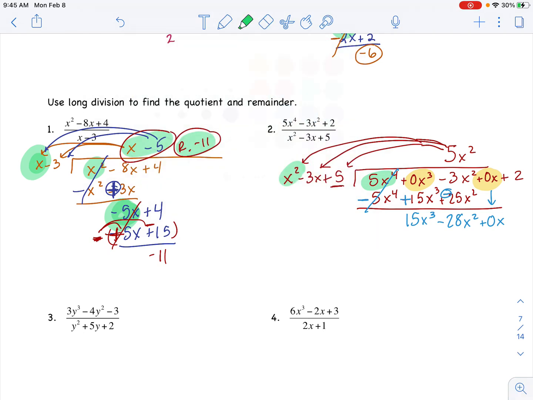Look at that first term. 15x to the 3rd is what I want to get, and I've got x squared. So that means I need a 15x. Distribute, distribute, distribute. So I'll get 15x to the 3rd minus 45x squared. 15 times 5, what is that, 70, no, 75, right? Yeah, 75x.